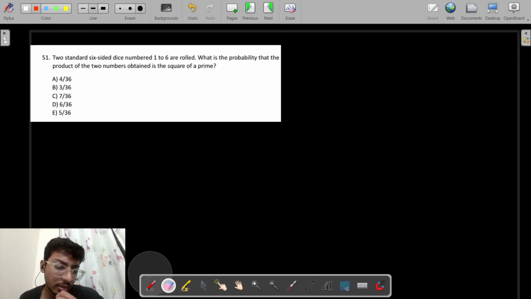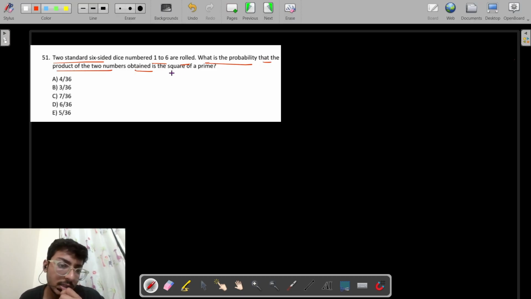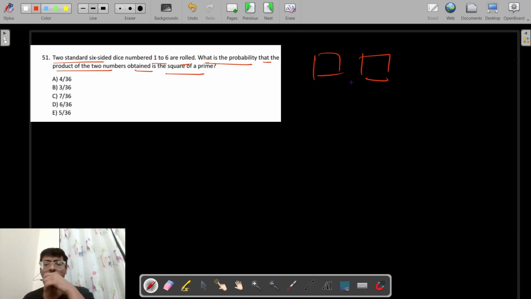And the next problem says, if two standard six-sided dice numbered from 1 to 6 are rolled, what is the probability that the product of the two numbers obtained is a square of a prime number, right? So there are two different dice and they are rolled. The examiner is asking, what is the probability that the product of the two numbers obtained from these two dice will be a square of a prime number, right?